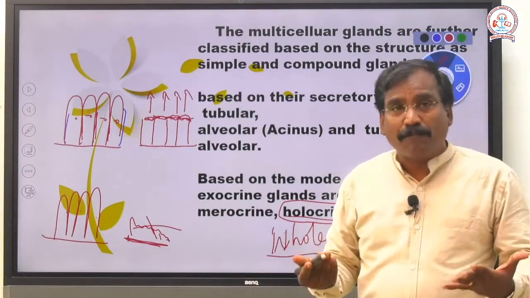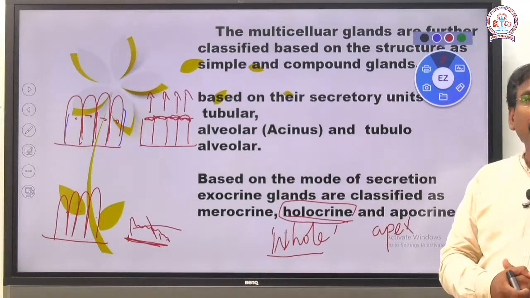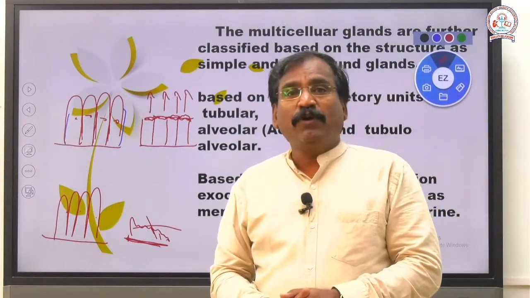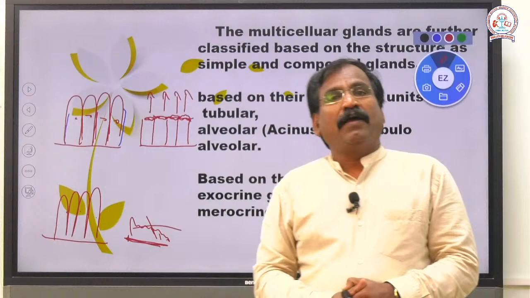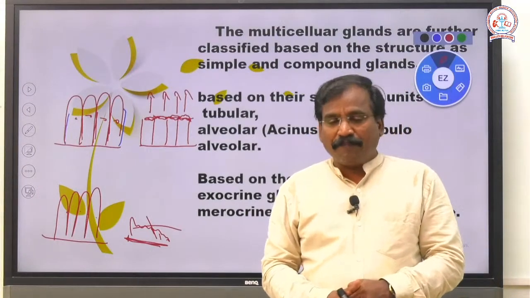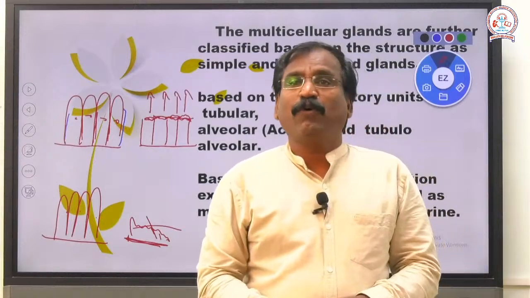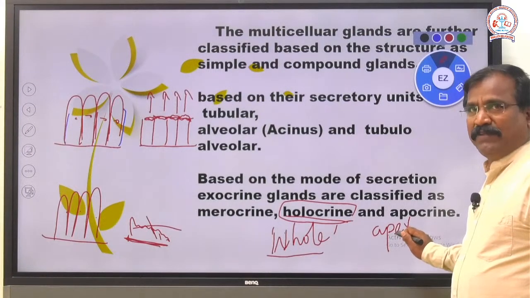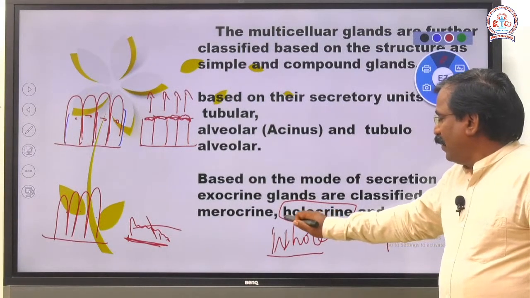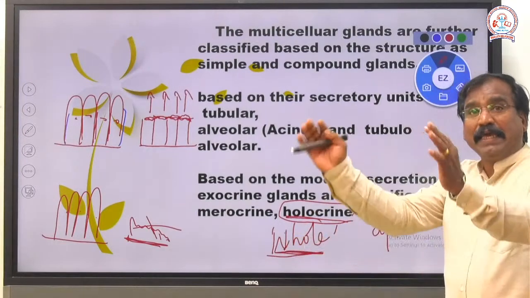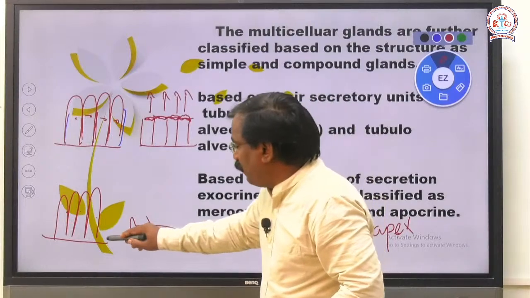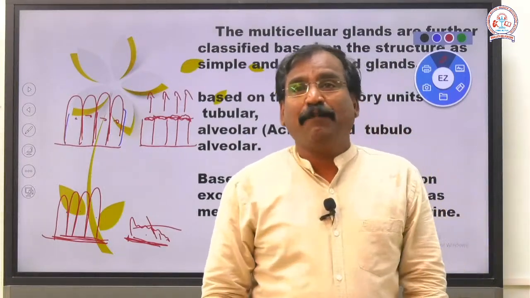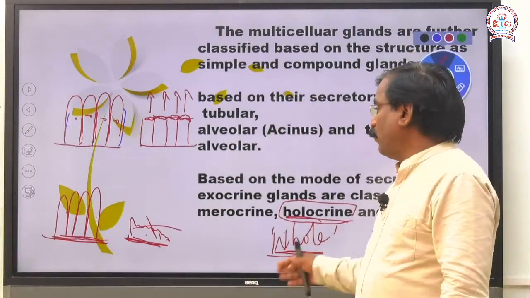Okay, this is based on the mode of secretion. Glands are divided into merocrine, apocrine and holocrine. A for apex, the tip: here the tip is damaged. Holo is whole: the entire cell is damaged, separated from the basement membrane, and that entire unit is damaged. So that is the holocrine gland.